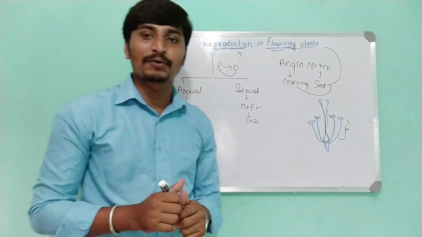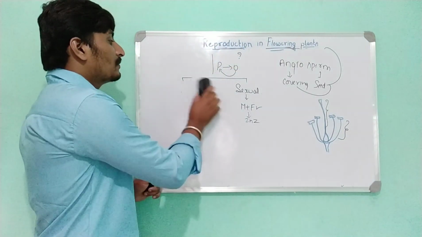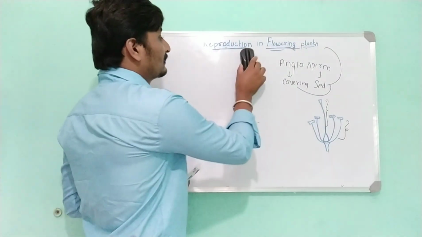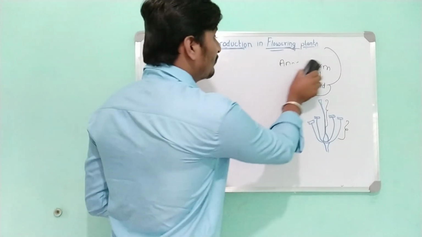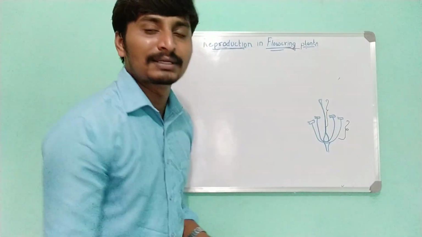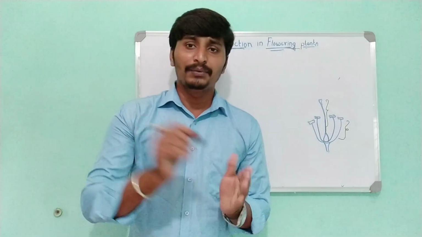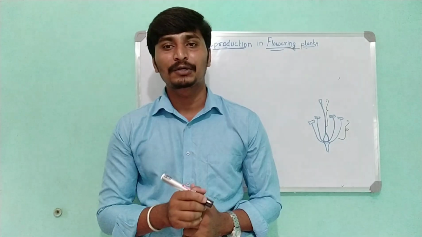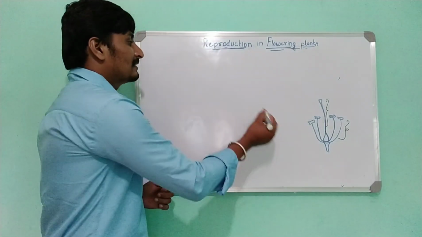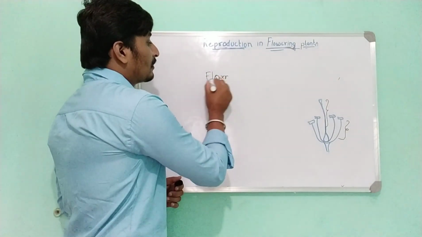Let me move on to the process of reproduction in flowering plants. We are here only talking about sexual reproduction, because asexual reproduction can be studied in other chapters. So here, which is the sexual reproductive part of a plant? Yes, of course we know that it is a flower. So the flower is the reproductive part of the plant.